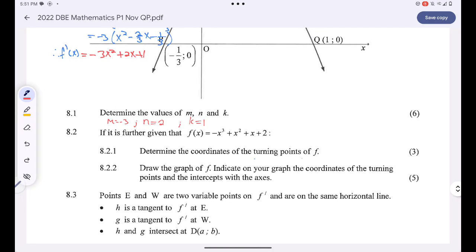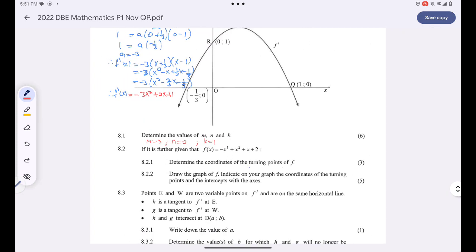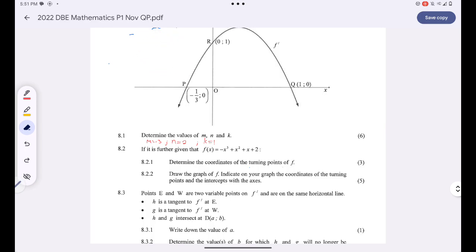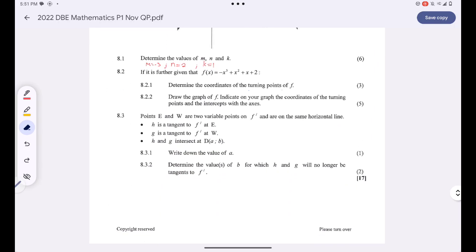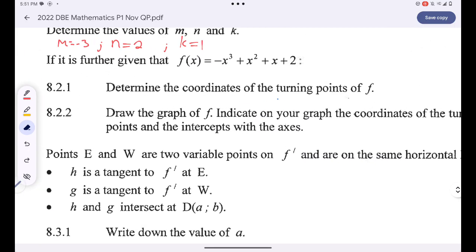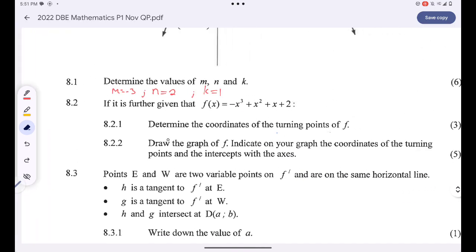Then second question, I'm given the original equation of f of x, and I'm supposed to determine the coordinates of the turning point. Okay, remember that whenever you're given the derivative function, your x-intercepts will always tell you about the coordinates of your turning point. So I know the x coordinates at my turning point. I have negative 1 over 3, and the other turning point I have positive 1 as my x value.